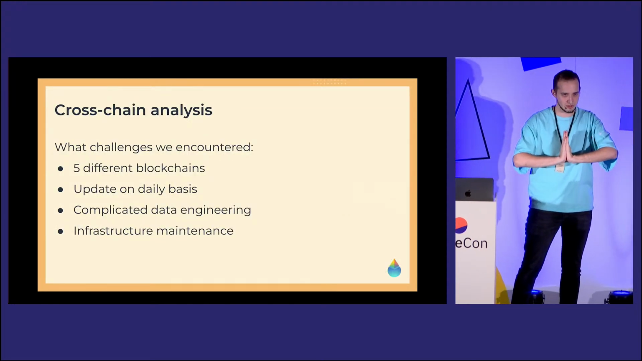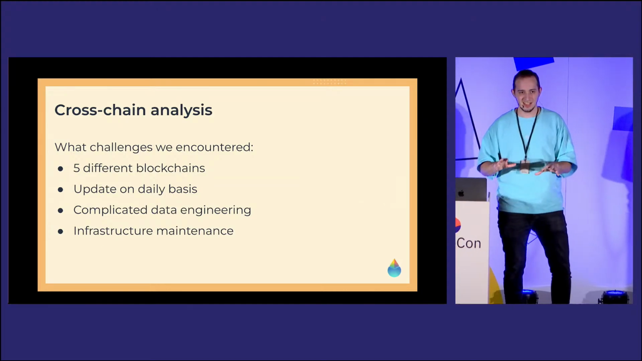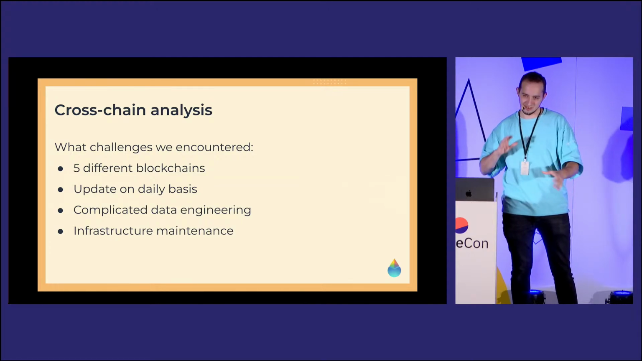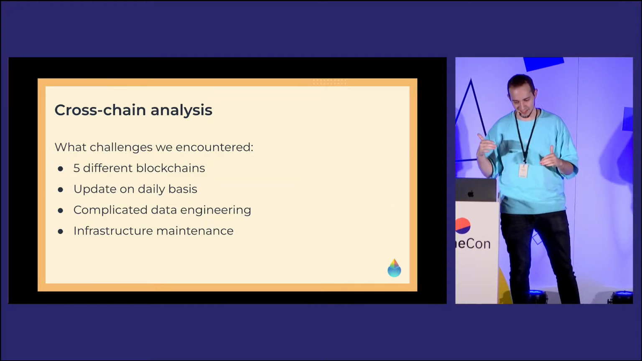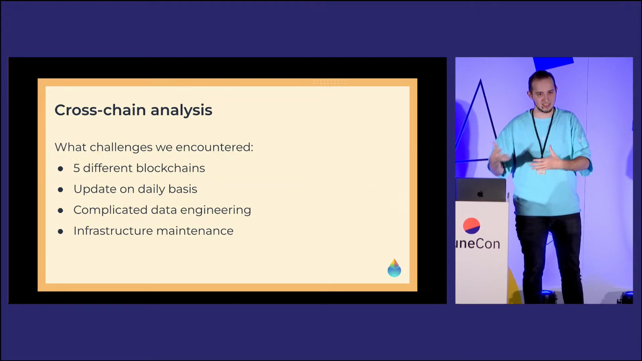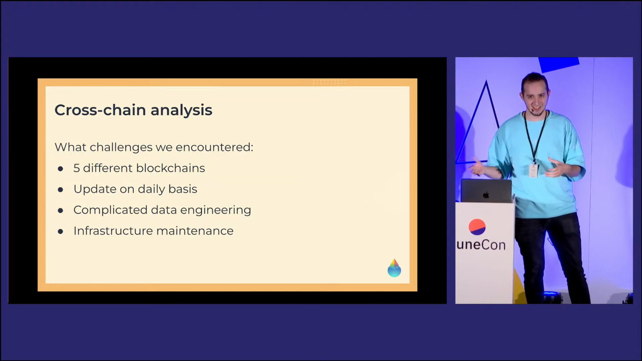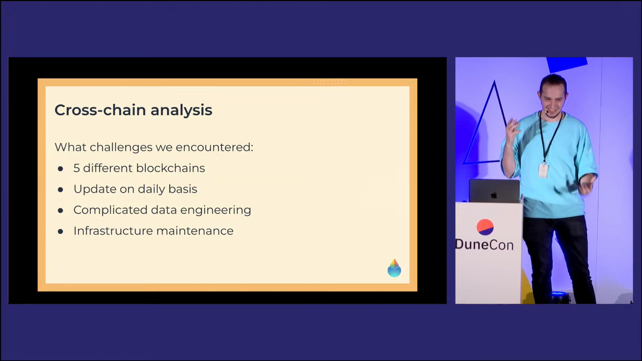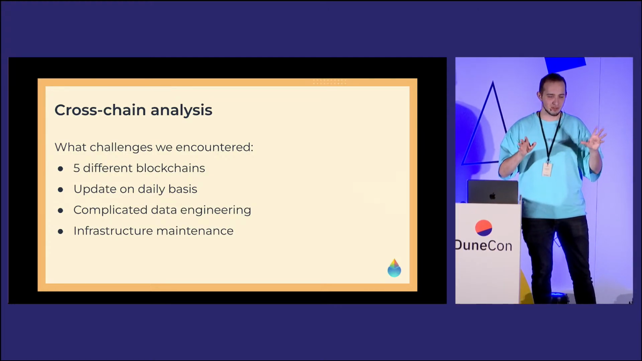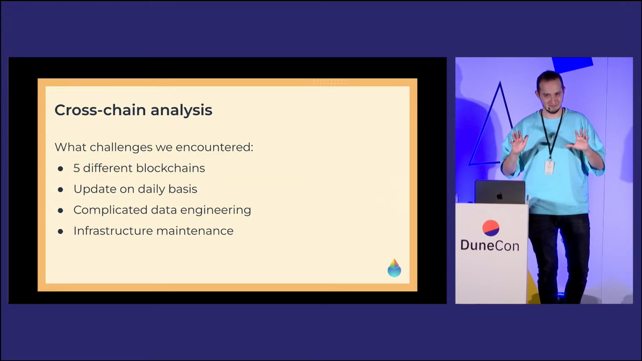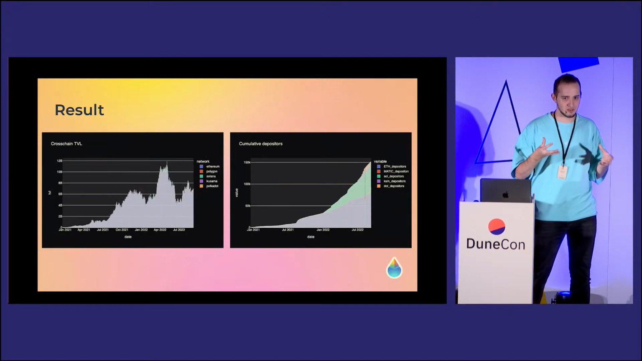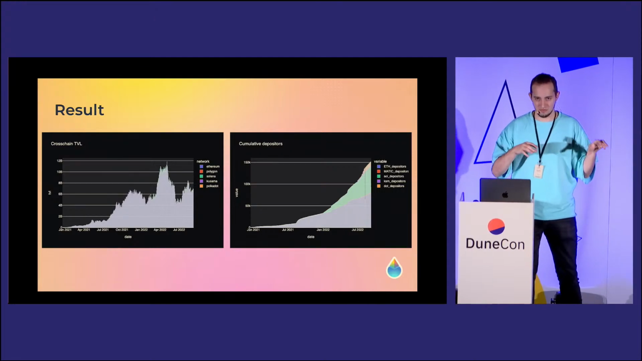For us, these challenges were, firstly, you've got 5 different blockchains, each with its own parameter-passing methods, different queries, different data structures. This info should be updated on a daily basis, and this requires complicated data engineering. And this data engineering entails infrastructure and pipeline maintenance. So yeah, we made semi-automated scripts, but this was still pretty bad for proper cross-chain analysis. And with Dune, we solved this task for 3 out of 5 blockchains.